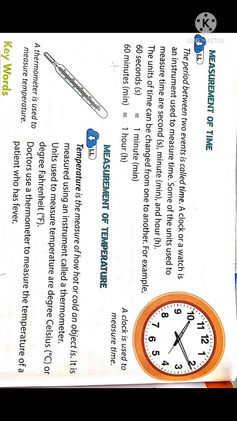Okay children, now we are going to see how we measure the time. What is meant by time? The time is period between the two events. So what are the instruments used to measure the time? We use a clock or watch to measure the time. Then what are the units for measuring time? Seconds, minute and hour. So the units of time can be changed from one to another. For example, 60 seconds equal to 1 minute and 60 minutes equal to 1 hour. See the picture children, that is a clock that is used to measure time.